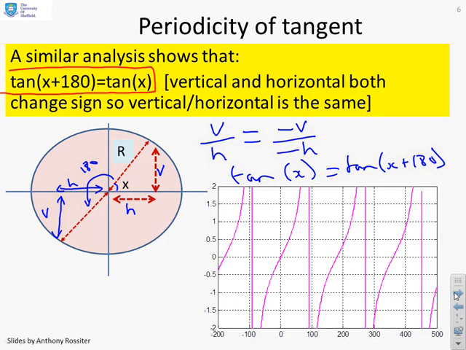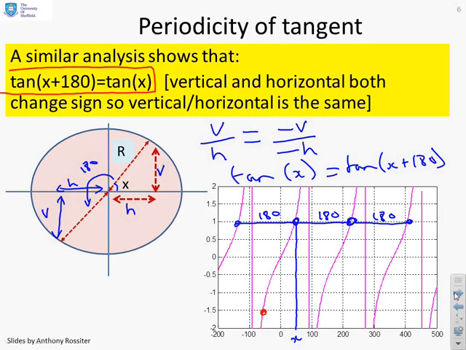If you look at the general tan curve, hopefully this becomes obvious. So again, if we take some arbitrary value here, that's x. If I add 180, you see I get the same value. So I've moved to the right by 180 and I get the same value. If I move to the right by 180 again, I get the same value. If I move to the left by 180, I get the same value.